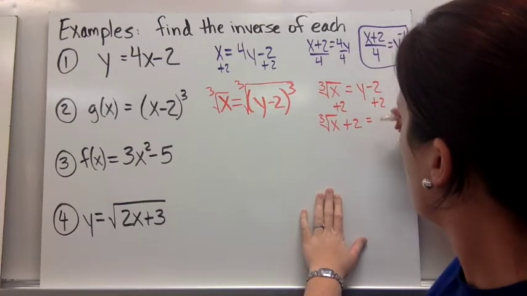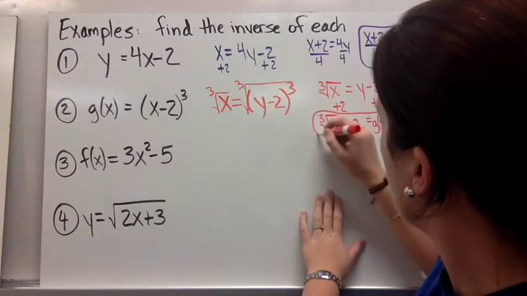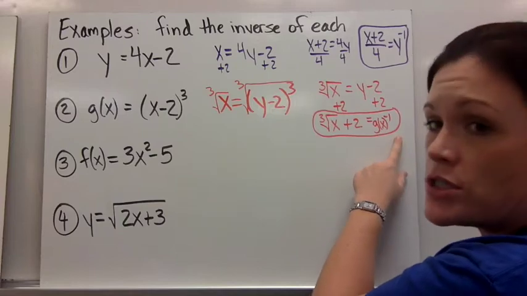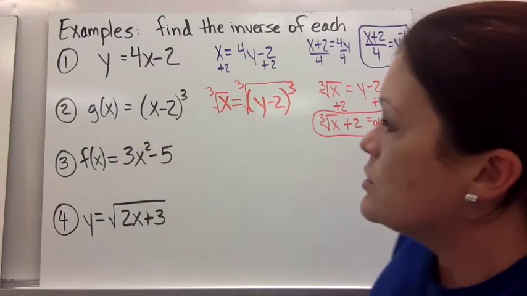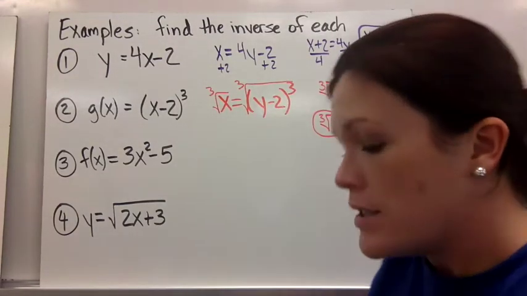Right here, we can put it in proper notation again, because we had g of x, so we want to make sure we indicate that the inverse of g of x was what we have now. It's just a little easier to work with y while you're solving it out. Let's look at number 3.